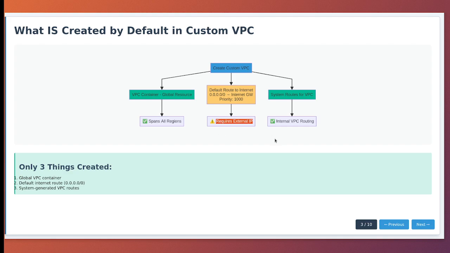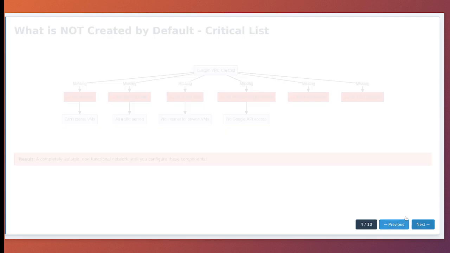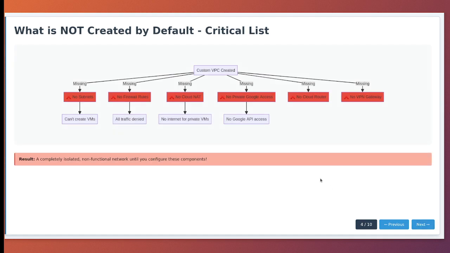No subnets, no firewall rules allowing traffic, no cloud NAT, no VPN gateways, no cloud routers. This minimal default configuration is by design, giving you a clean slate to build exactly what you need without any assumptions about your use case. Now let's talk about the critical list of what is not created by default. This is where many people get tripped up.